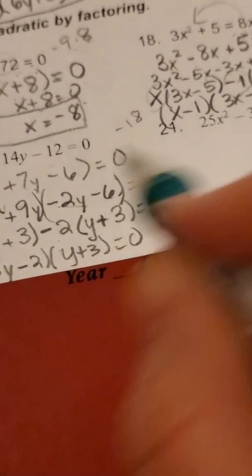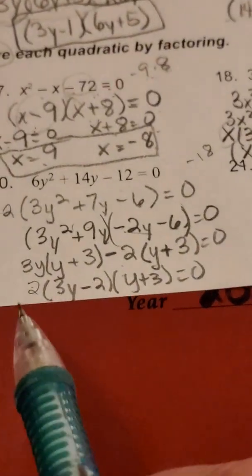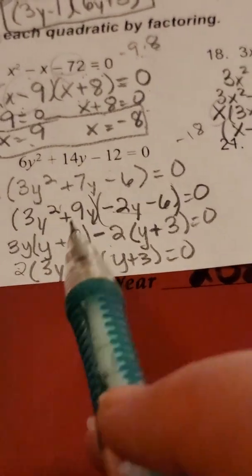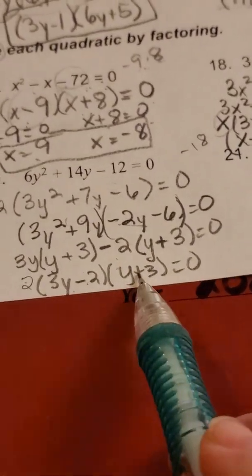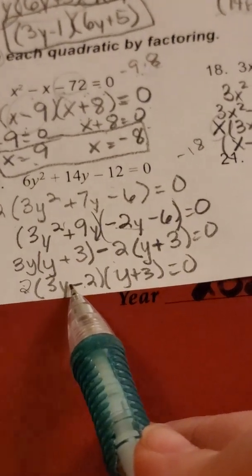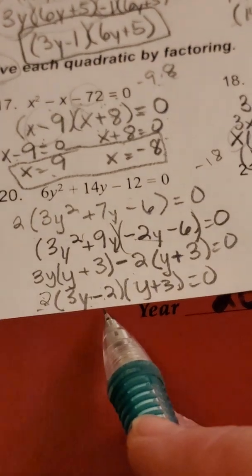Sorry, I forgot to put that. Plus we've got our 2 out here in front, which you can't set equal to 0, so you kind of ignore it, because if I can get either one of these to equal 0, this 2 is not going to matter anyway, because 2 times 0 is 0. So I have to set 3y minus 2 equal to 0 and y plus 3 equal to 0.